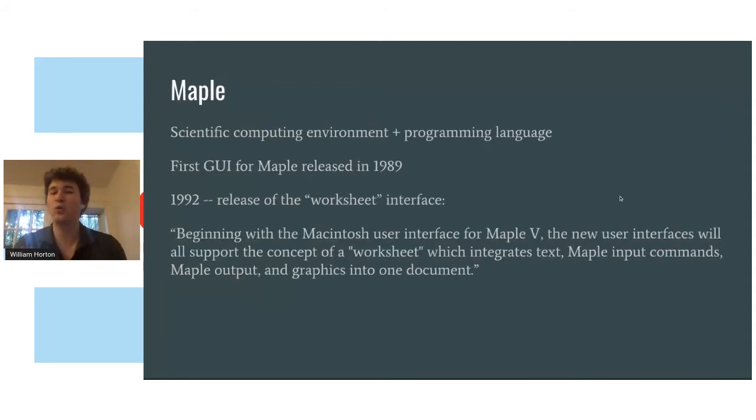So the next tool that we should talk about in the progression of the notebook interface is Maple. Like Mathematica, it was a scientific computing environment as well as its own programming language. Sorry about that. The first GUI for Maple came out in 1989, so that's after Mathematica. And then in 1992, it came up with this worksheet interface, which again anticipates the familiar notebook interface.